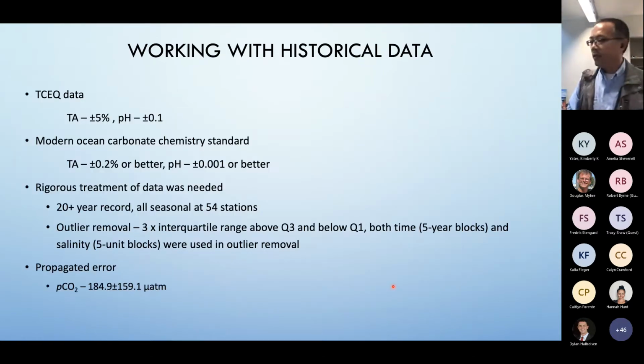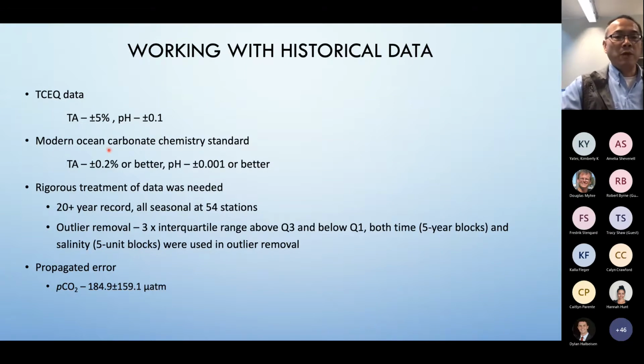Now to look at the long-term changes in the PCO2, we have to work with the historical data. The thing with the historical data collected by agencies is that the precision may not be that great. For example, alkalinity is plus or minus 5%, pH plus or minus 0.1.